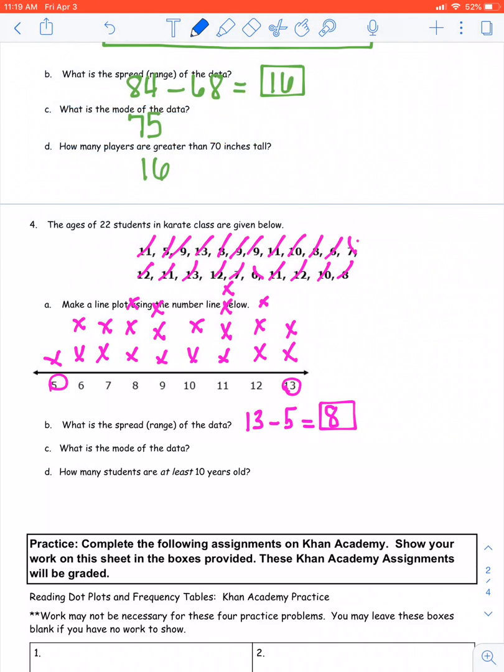What's the mode? The mode is going to be the most often. So look at your numbers. Which one has the highest number of X's? Which would be the 11. So 11 happens the most often.